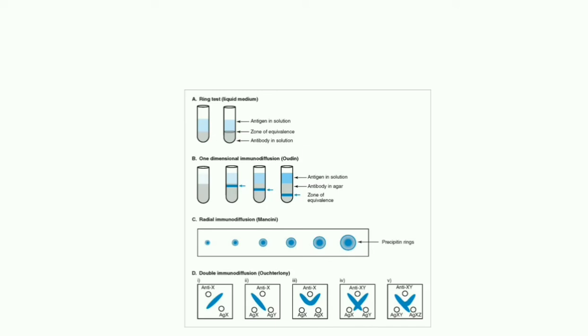These precipitation bands will fuse with each other if the antigens are identical. Now if the antigens are not identical, what happens? Instead of fusing they will just cross each other. Now what if they are partially identical? There will be a spur formation. Okay, so that is what happens in double diffusion in two dimensions.